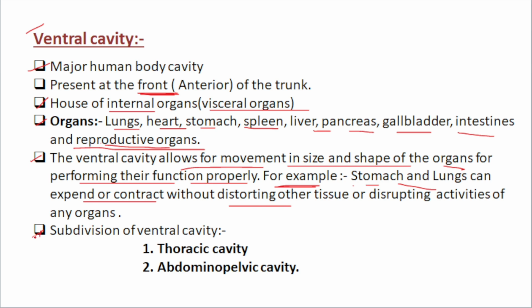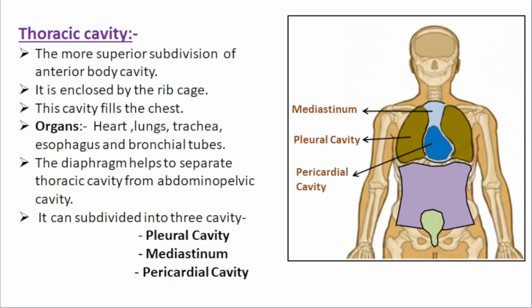It can be divided into two cavities: first of all, the thoracic cavity, and second, the abdominopelvic cavity. First I will discuss the thoracic cavity, then the abdominopelvic cavity. The thoracic cavity is the more superior subdivision of the ventral body cavity and is enclosed by the ribs. See this picture: from here to here is included in our thoracic cavity, and below this is the abdominopelvic cavity.